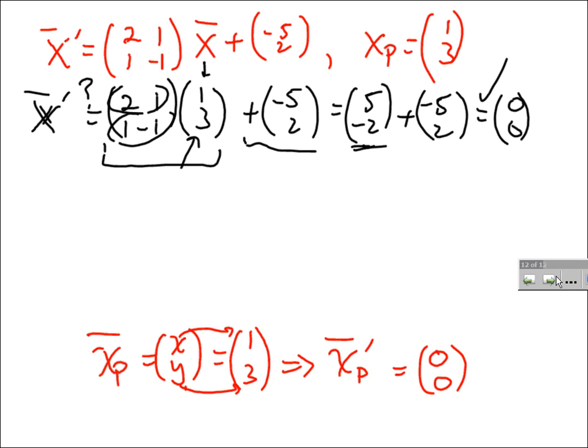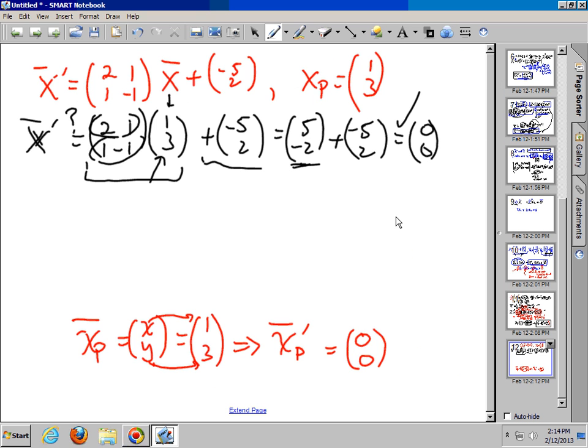Okay, that completes this introductory section on systems of linear first order differential equations. Do lots of problems, they're not that bad.